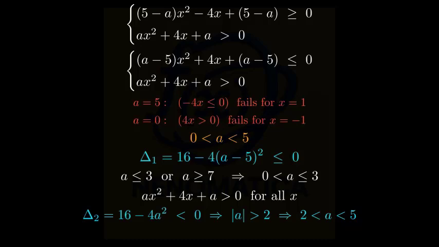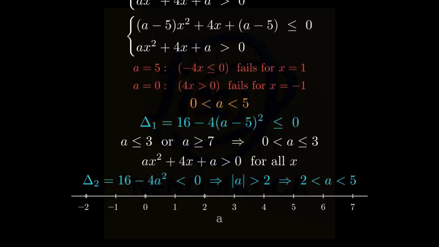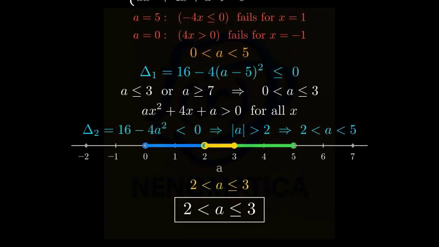Finally, we intersect the two conditions. On a number line for a, mark the important points -2, 0, 2, 3, 5, and 7. The first condition gives 0 less than a less than or equal to 3. The second gives 2 less than a less than 5. Their intersection is 2 less than a less than or equal to 3. Therefore, the inequality holds for every x if and only if a is between 2 and 3, including 3.